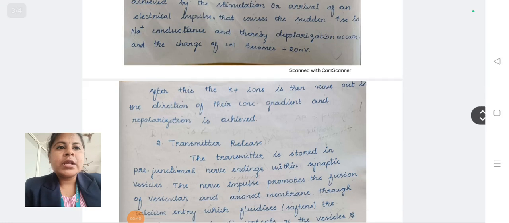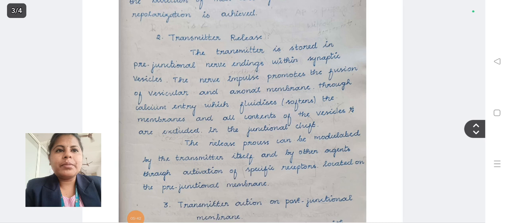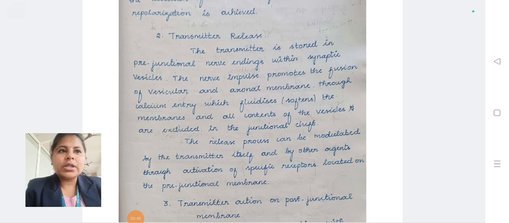Transmitter release. The transmitter is stored in the pre-junctional nerve endings within the synaptic vesicles. These nerve impulses promote the fusion of the vesicular and axonal membrane through calcium entry, which fluidizes, meaning softens, the membrane, and all the content in the synaptic vesicles is released into the junctional cleft.